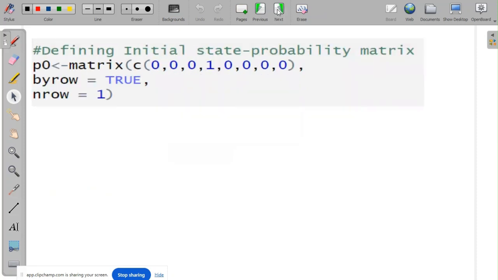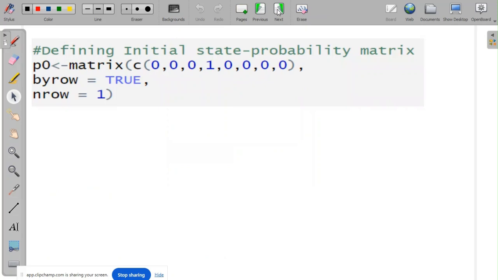Now, since we want the game to continue for at least 4 rounds, we'll have to find the third part of the TPM. So I'll define first the initial probability matrix, a 1 by 8 matrix with 8 entries, and the fourth entry is 1 because he has 3 rupees to start with. So that is the fourth entry. The first 3 entries are for 0, 1, and 2 rupees respectively. The last 4 entries are for rupees 4, 5, 6, and 7.